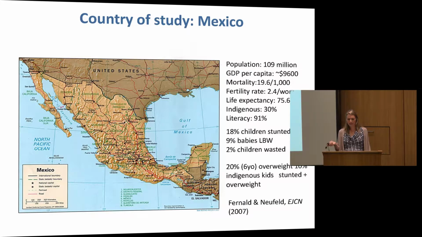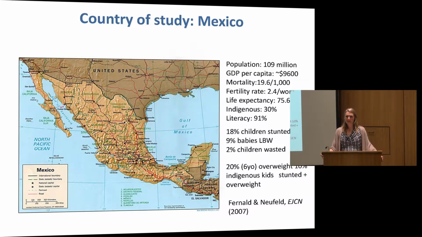Not so much wasting, but definitely low birth weight and stunting. But also dealing with this being at the nexus of nutrition transition, meaning you have kids who are simultaneously stunted and overweight. We found that 20% of 6-year-olds were overweight, and 10% of indigenous kids were stunted and overweight.